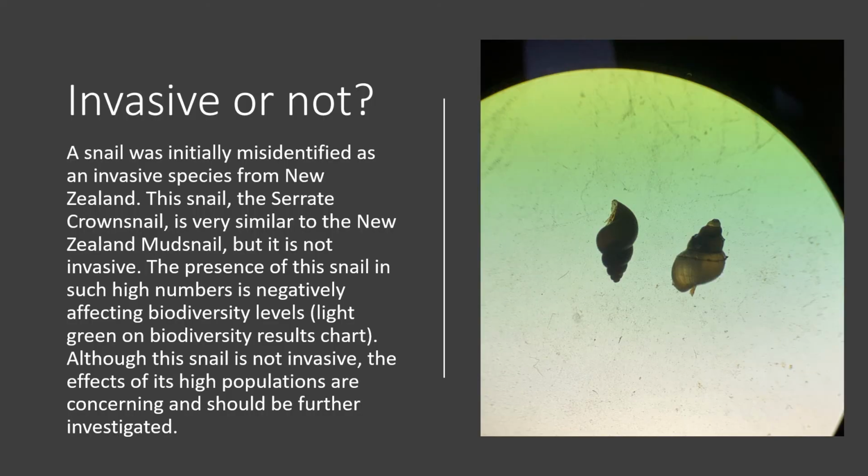A snail was initially misidentified as an invasive species from New Zealand. After contacting the Florida Fish and Wildlife Conservation Commission and sending images to their biologist, the snail was identified as the serrate crown snail. This snail is very similar to the New Zealand mud snail, but it is indigenous to the U.S. The presence of this snail in such high numbers is negatively affecting biodiversity levels. The reason for the proportionally high populations of this snail, even though it is not invasive, remains a mystery. As seen in the organism chart from before, the presence of this snail is overwhelming. This image is of the serrate crown snails found at Florida Orthopedic.